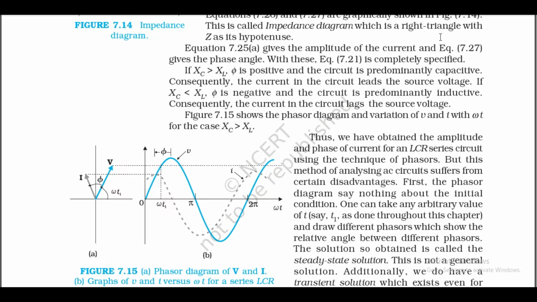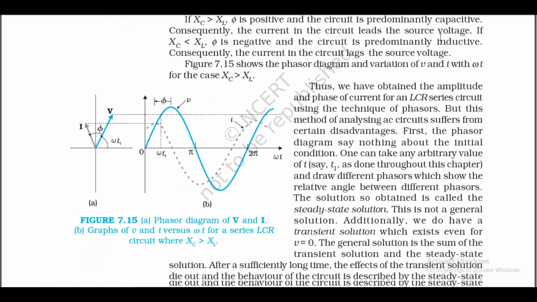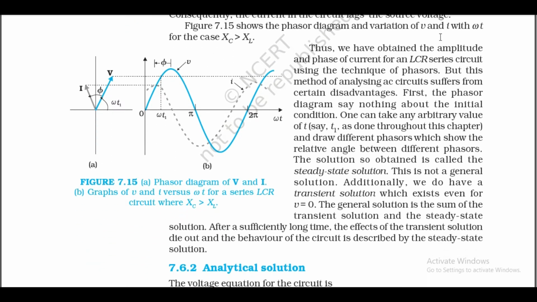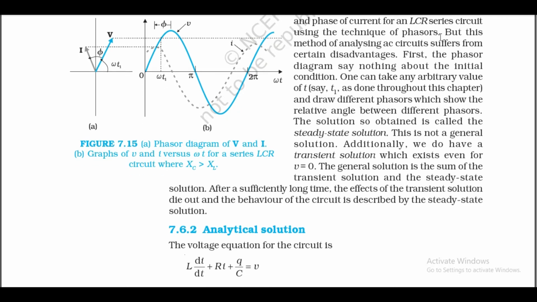Using the technique of phasors, but this method of analyzing AC circuits suffers from certain disadvantages. First, the phasor diagram says nothing about the initial condition. One can take any arbitrary value of t, say t1, as done throughout this chapter, and draw different phasors which show the relative angle between different phasors. The solution so obtained is called the steady state solution. This is not a general solution.